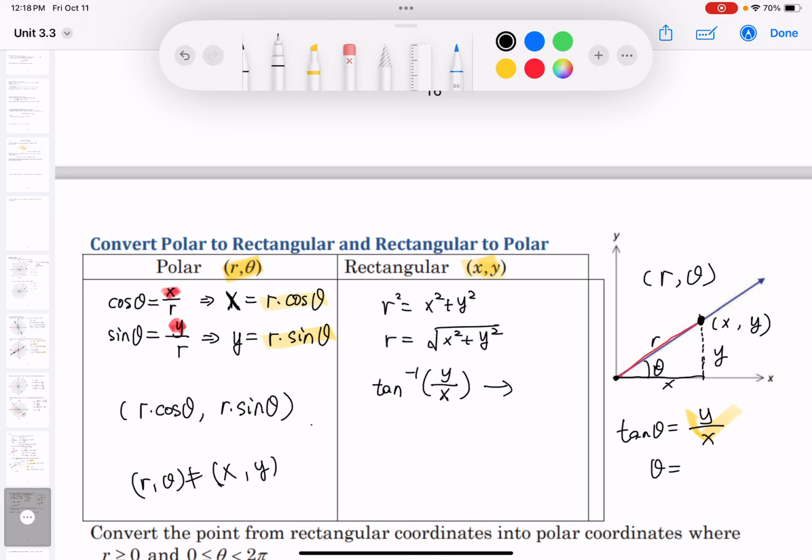From here, we can find theta. But for example, if theta is not in the first quadrant, but in the second, third, or fourth, we need to be very careful about the inverse function. We'll talk about that later.